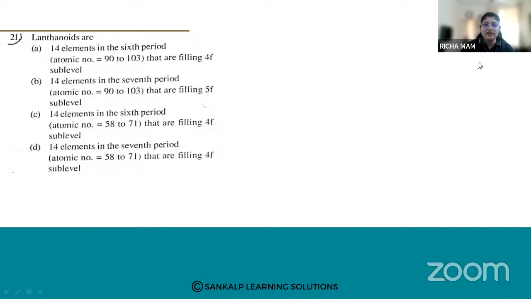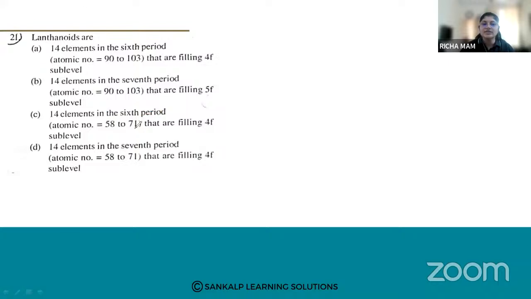So lanthanides are the elements that start from cerium, which is 58, to lutetium, 71, and the electrons are filled in what subshell? The 4f subshell. So option number C is the correct one. And they are in the sixth period. The seventh period is your actinoids. So they are in the sixth period. Option number C is the correct answer.